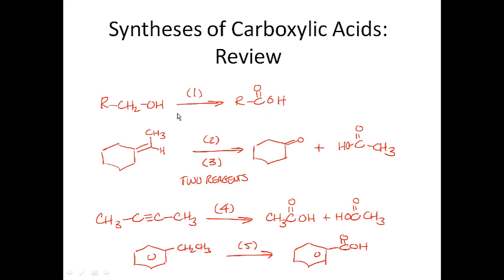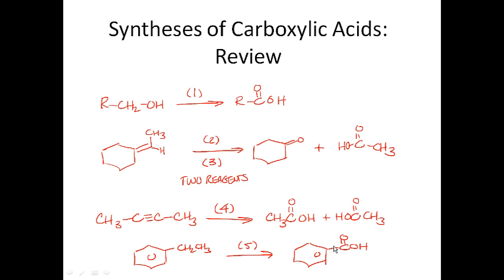For questions number 2 and 3, and remember I'm hand grading this so these are interchangeable, how would you convert a double bond into a ketone and, more importantly, a carboxylic acid? There are 2 different sets of reagents to do that. How do you take a triple bond and convert it into 2 carboxylic acids is question 4. Question 5, how do you take an alkyl benzene and convert it to benzoic acid?